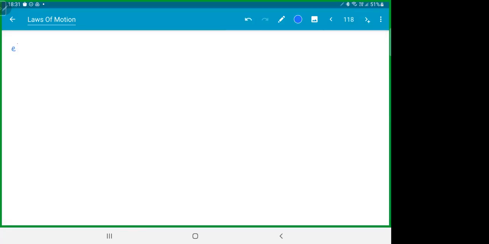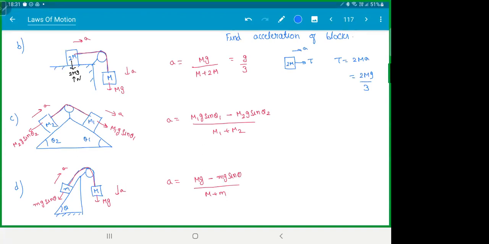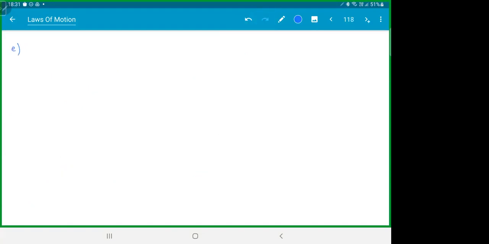Sir, look at this guy. Acceleration and force are in the same direction, therefore we took positive and negative. Yeah. Basically, mg and a are in the same direction. mg is helping a, right? And this guy is opposing a. So subtract. Okay? Look at this guy.